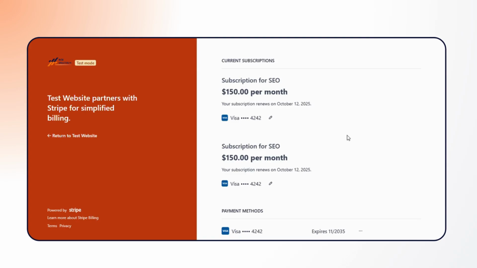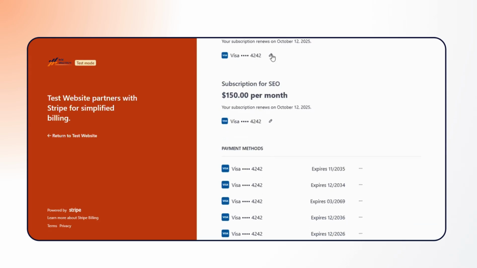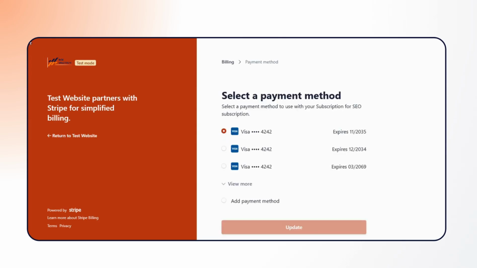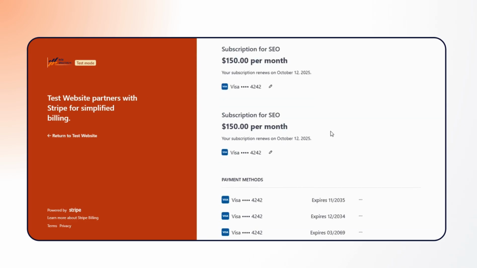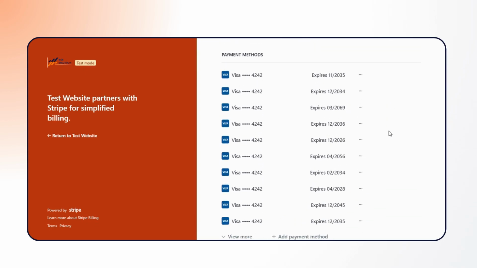The payment method, in this case, a Visa card, ending with 4,242. If needed, you can update your card details by clicking the Edit checkmark icon next to the card. This section makes it easy to track your active plans, upcoming billing dates, and payment methods in one place. Scrolling further down the billing section, you'll see 3 more important areas.